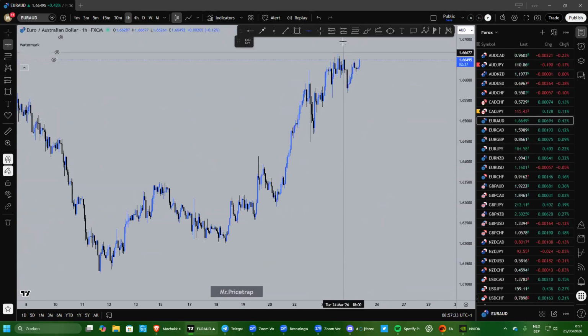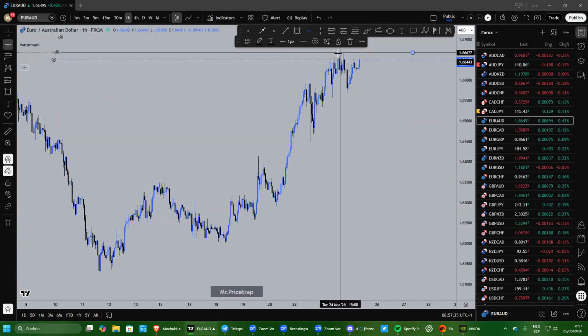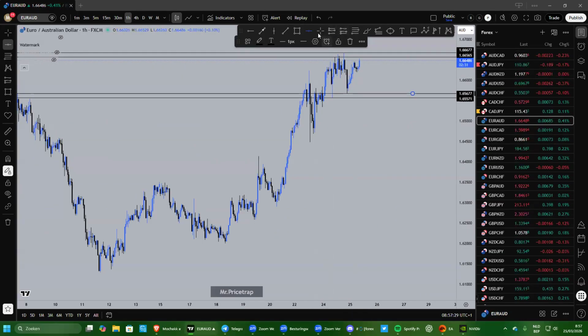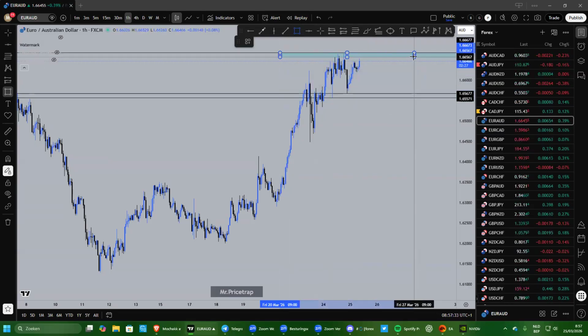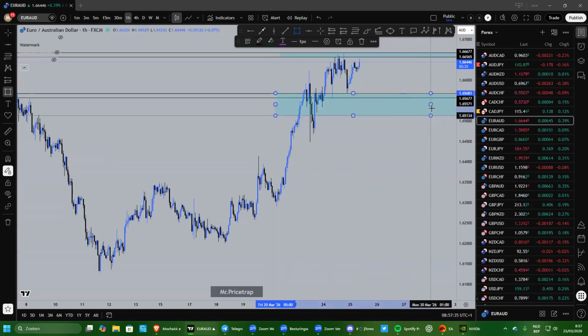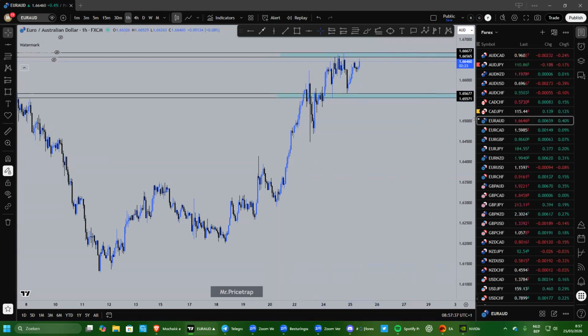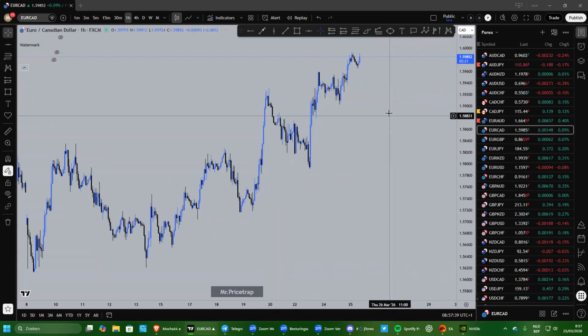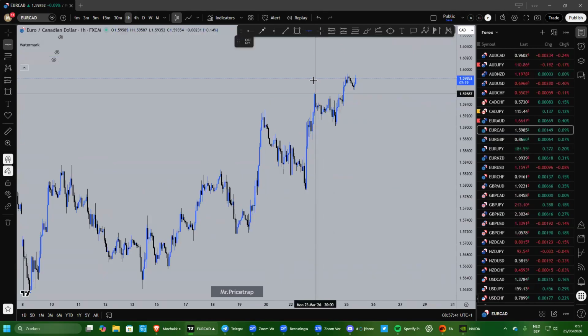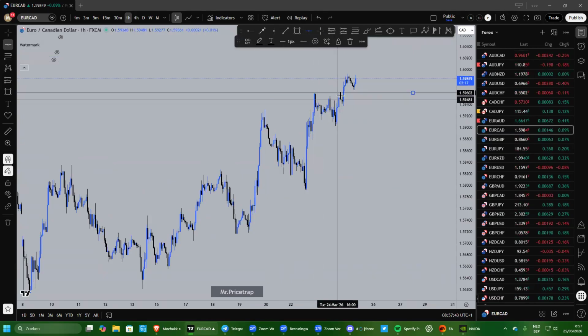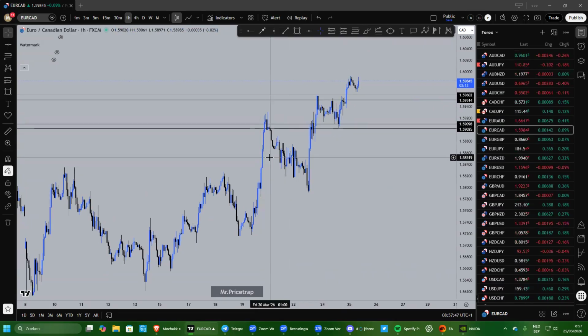I like Euro AUD a lot. Euro Canadian waiting for the retest. Beautiful. Like it. Love it. Easy structure. Easy high. Easy low.